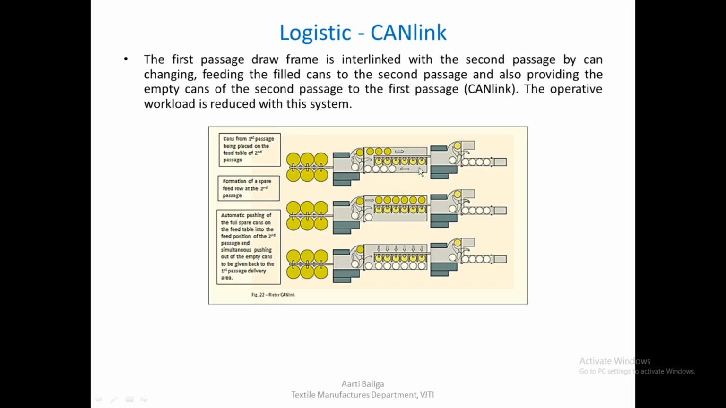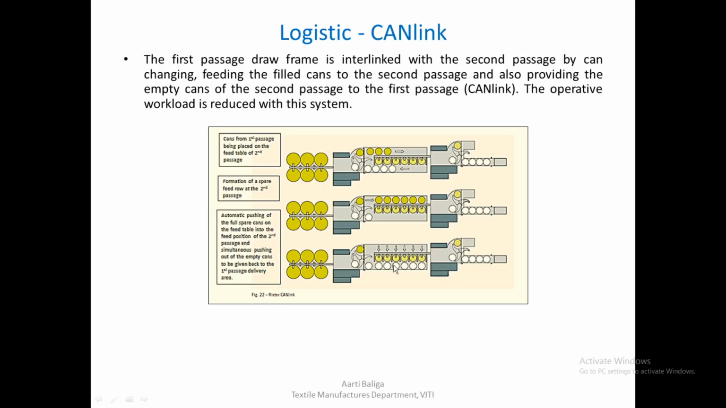So this is the first stage where, as soon as the can is delivered, it is being pushed onto the feed table. Slowly, as soon as 6 cans are delivered by the first passage, it will form a spare feed row at the second passage. So this is a spare feed row that is being formed. And when these existing cans are emptied, or when it's time to remove them, automatically the spare row that has been formed gets pushed over here in this manner, and they push the empty cans outside onto the feed table again.